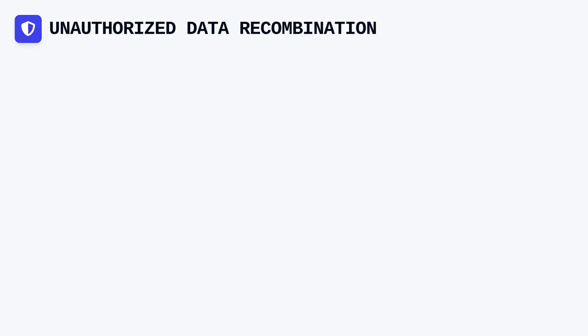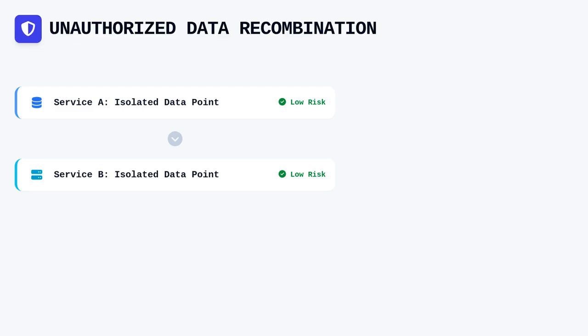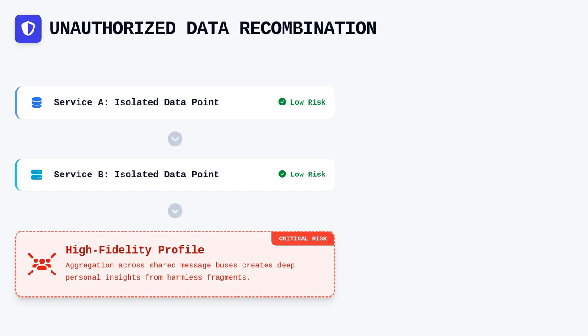Unauthorized data recombination represents perhaps the most sophisticated risk in distributed systems. When individual data points are harmless on their own, the aggregation of these points across multiple services can create a high-fidelity profile of an individual, which inherently changes the risk profile of the stored data. We see this often in architectures where different teams utilize shared message buses, where various streams of events might be joined by a downstream process to derive new insights.